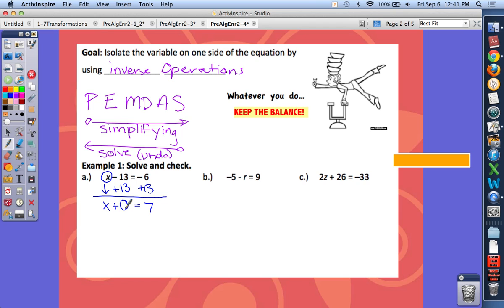X plus 0, well, do I need that plus 0? Is that changing my x? No. So we can just drop that plus 0 down. And we have x equals 7. There's your solution. Once your variable is by itself, that's how you know you're finished.